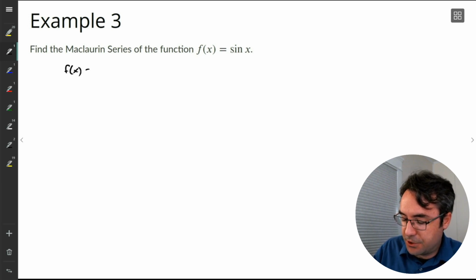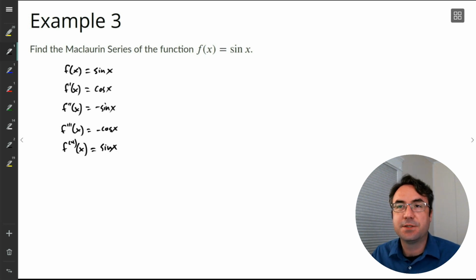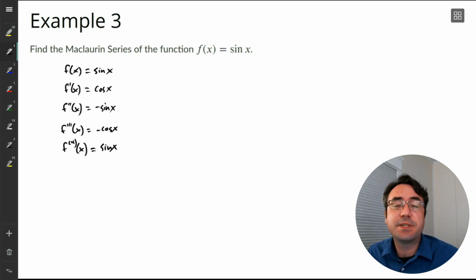We'll start with our function sine of x, and then the first derivative, which is cosine x. Then the second derivative, which is negative sine x. Then the third derivative, which is negative cosine x. And then the fourth derivative, which is back to sine x. When you're trying to find Taylor or Maclaurin series, it helps to write out the first few terms, and that'll help us identify the pattern.